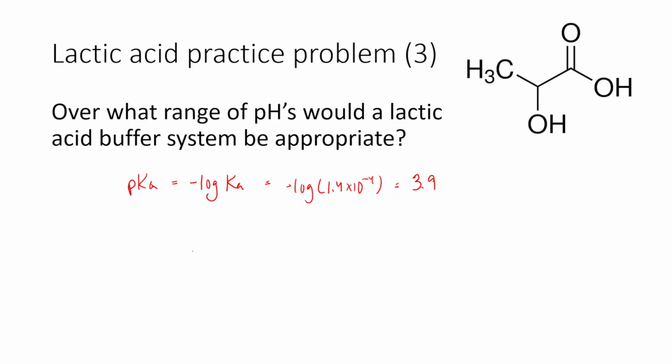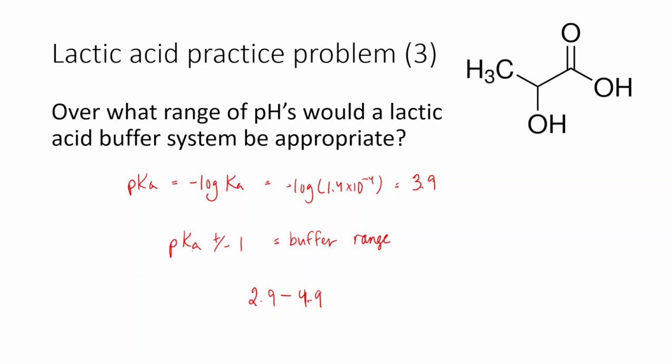And the rule of thumb we use for that is the pKa plus or minus one pH. So pKa plus or minus one is the buffer range. So if our pKa is 3.9, it can act as a buffer within the range of pHs from 2.9 to 4.9. Make sense to everyone? Any questions?